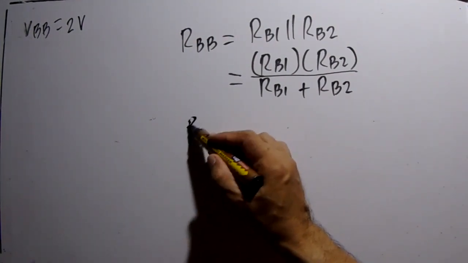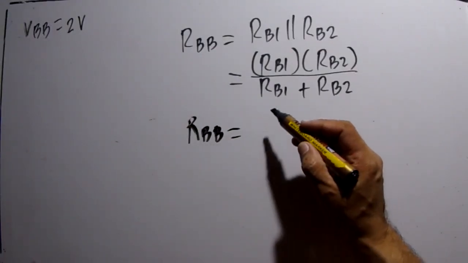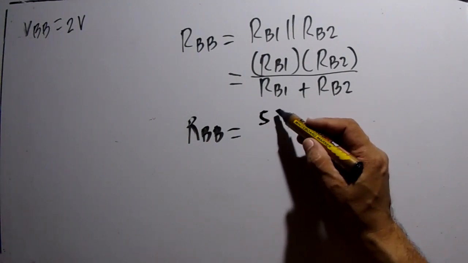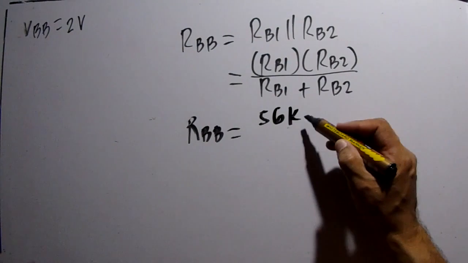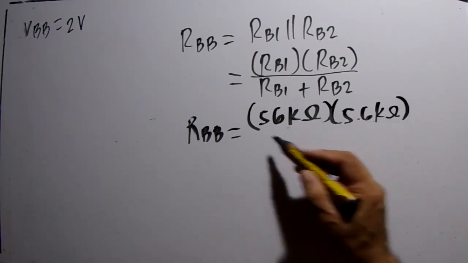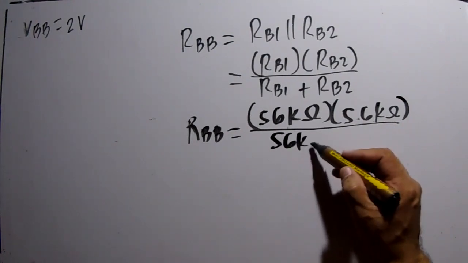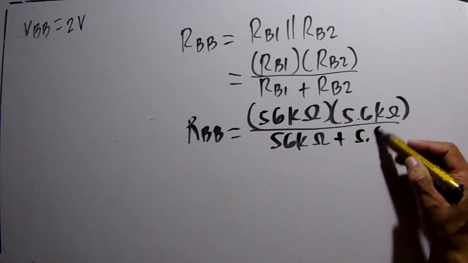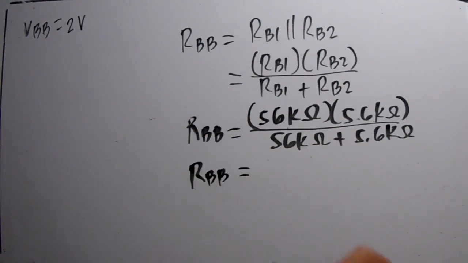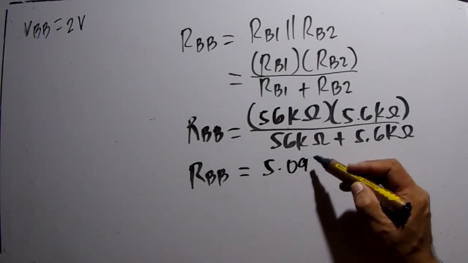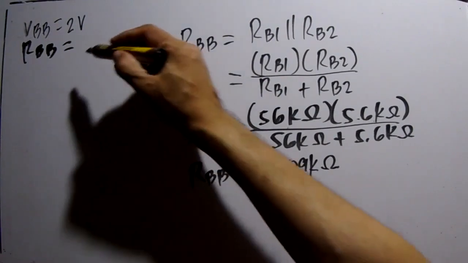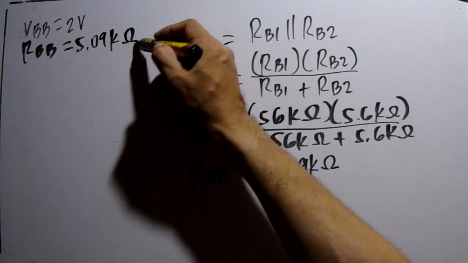And if we substitute the values for RB1 and RB2, you get 56 kilo ohms multiplied by 5.6 kilo ohms all over 56 kilo ohms plus 5.6 kilo ohms, and RBB has a value of 5.09 kilo ohms. So our RBB is equal to 5.09 kilo ohms.